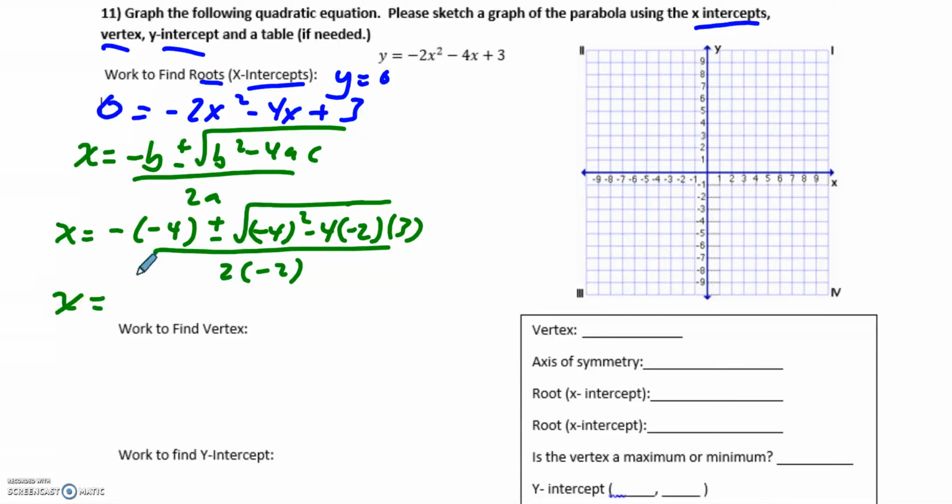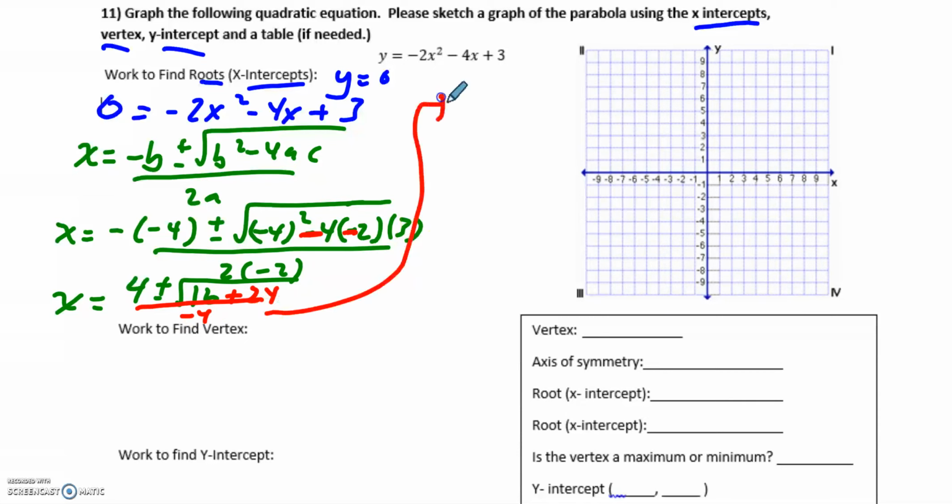So we have x equals 4 plus or minus the square root. Negative 4 squared is 16. Just like another problem earlier, I see two negatives, which means I have a plus. 4 times 2 is 8, times 3 is 24, all over negative 4. If I bring this up here, I have x equals 4 plus or minus the square root of 16 plus 24, which is 40, all over negative 4.